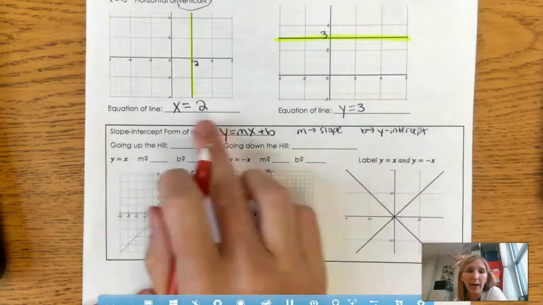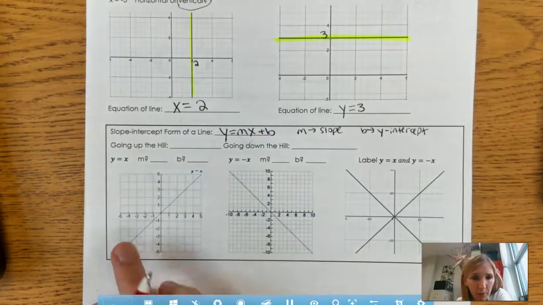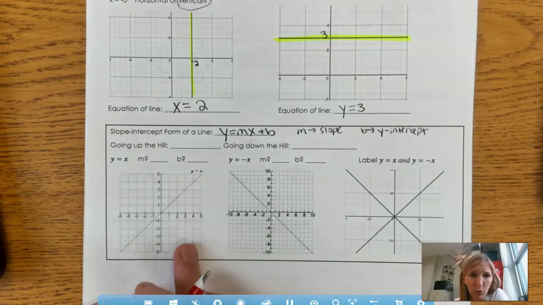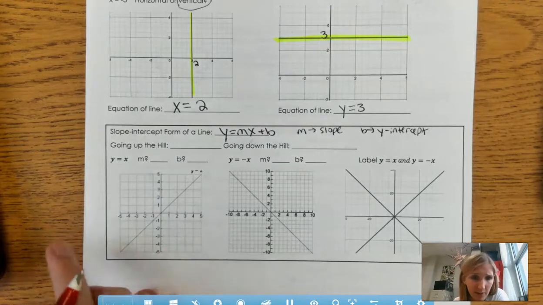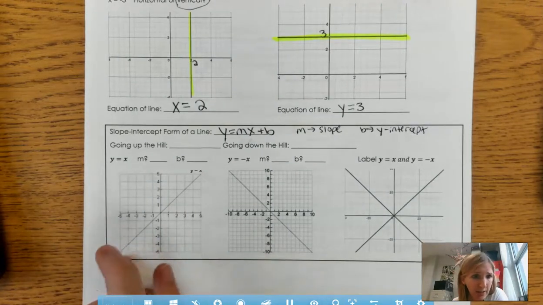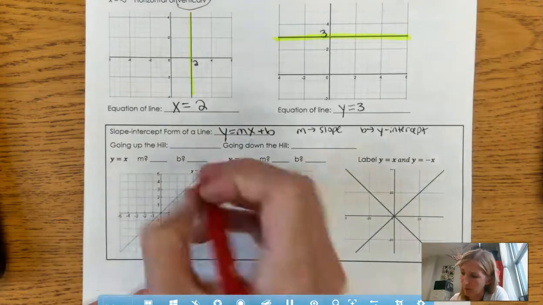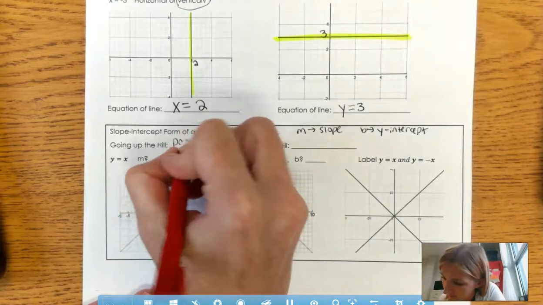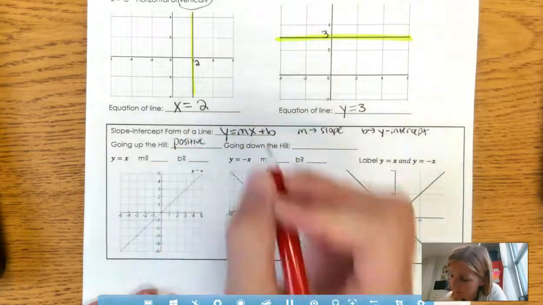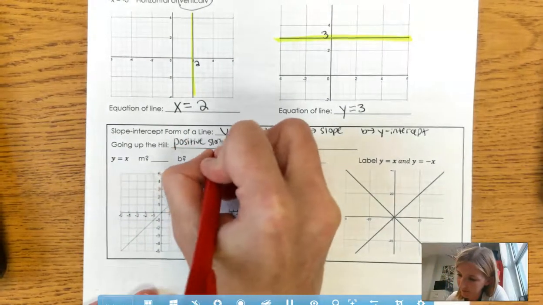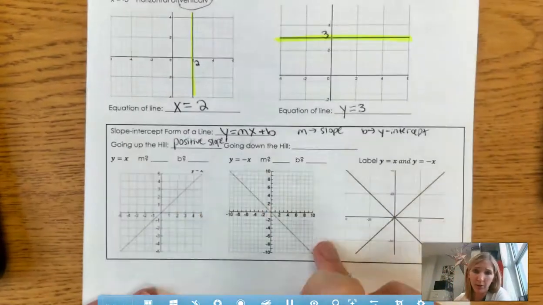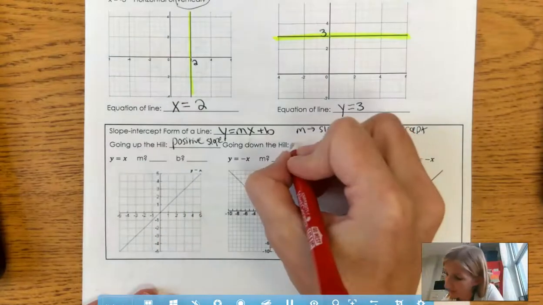All right, so if we're going up the hill, like this right here, and remember, you're going to read the graph just like you read a book. You read sentences from left to right, so you're going to read this graph from left to right. So if you're going up the hill from left to right, that's positive slope. If you're going down the hill from left to right, that's negative slope.